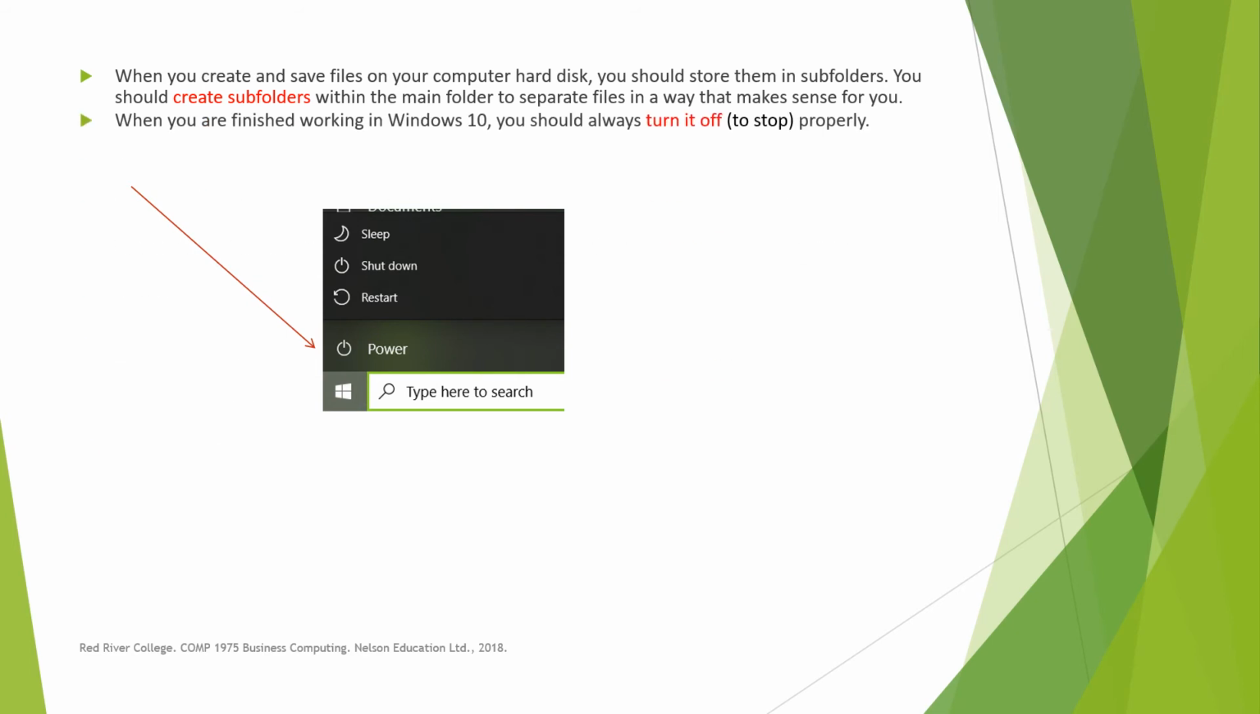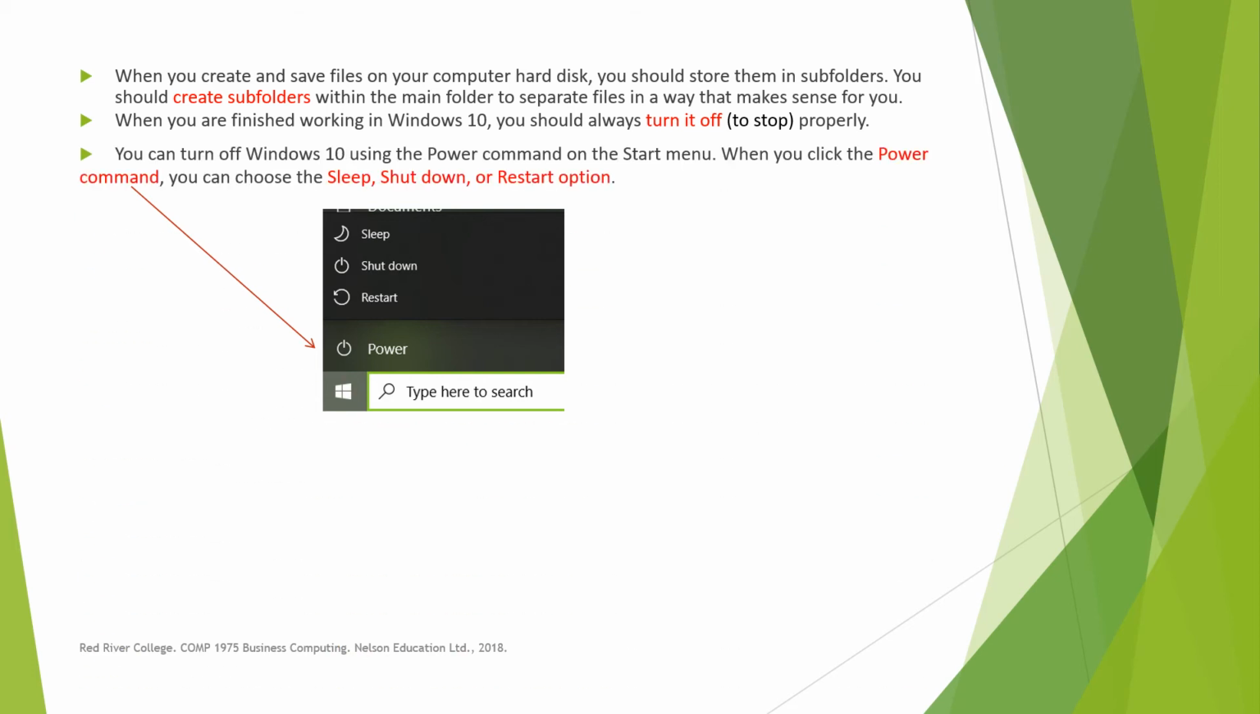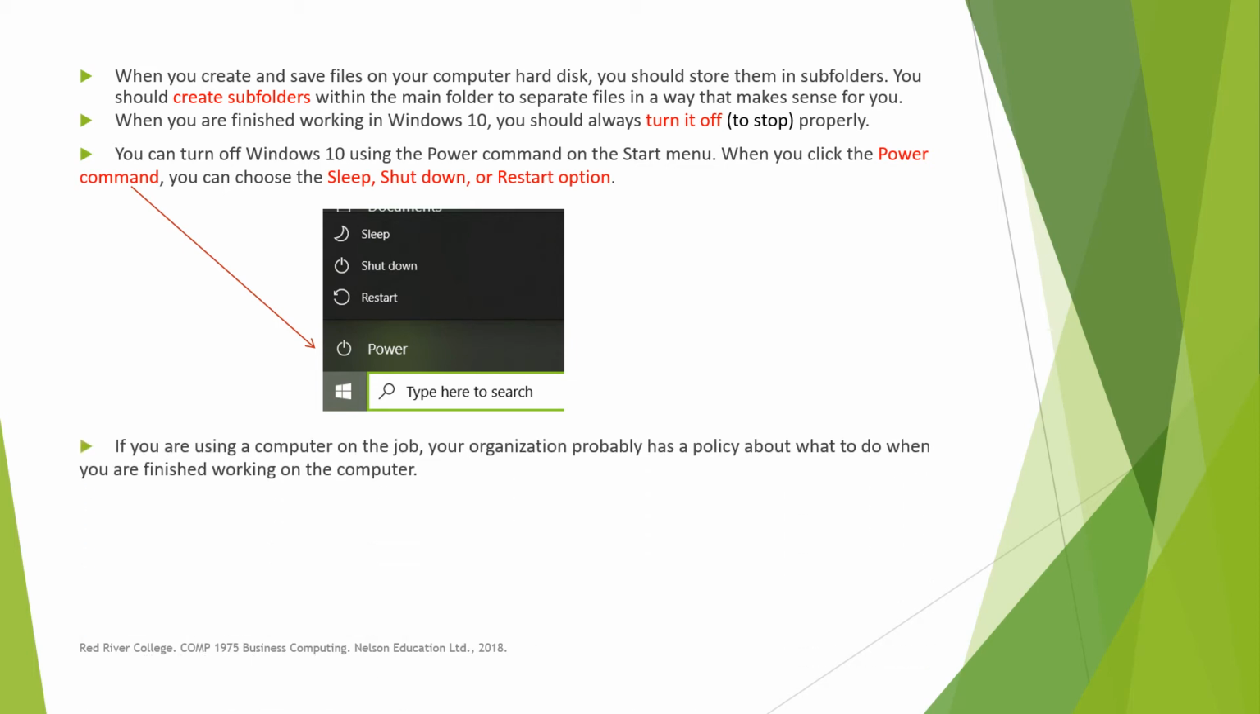When you're finished working in Windows 10, you should always turn it off properly. Turn it off, to stop. You can turn off Windows 10 using the Power command on the Start menu. When you click the Power command, you can choose the Sleep, Shutdown, or Restart option.